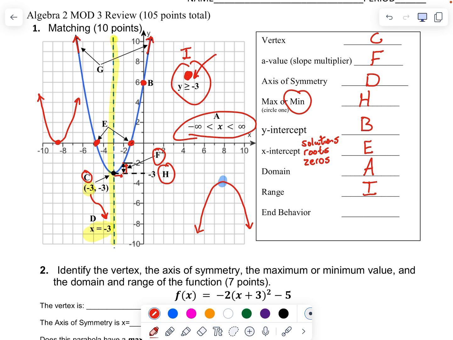You could also say this as x is decreasing, y is increasing. And as x is increasing, y is again increasing. So the end behavior letter there is G.